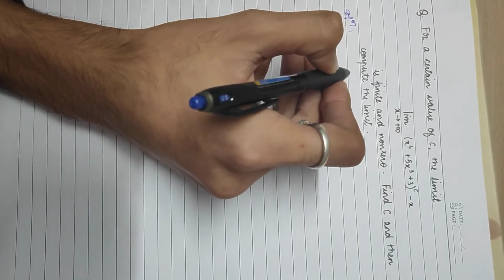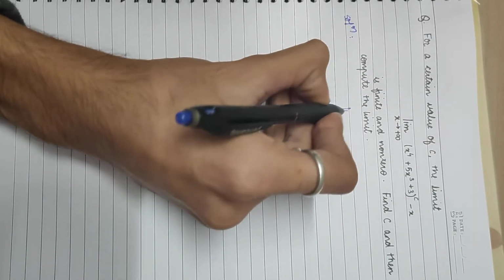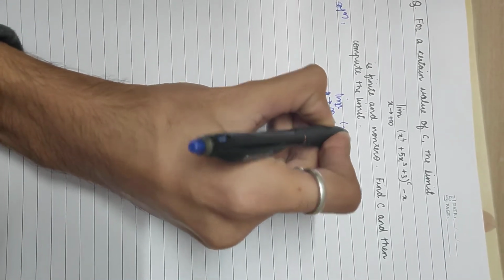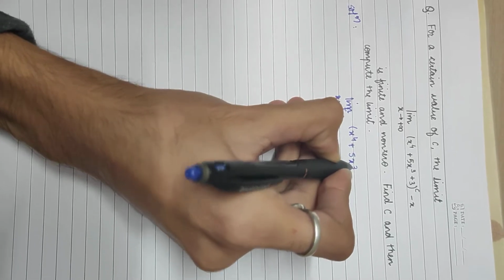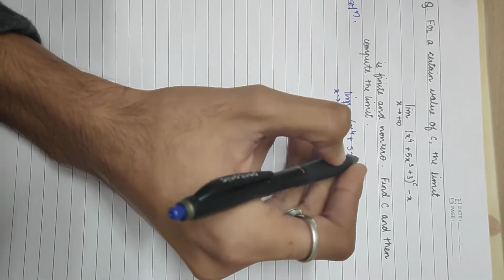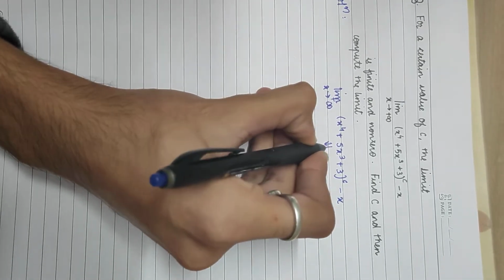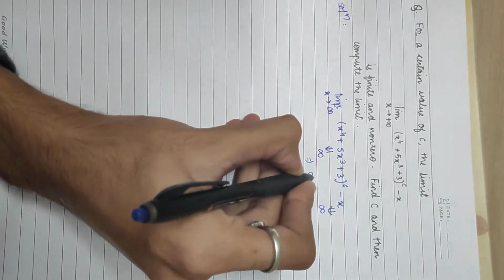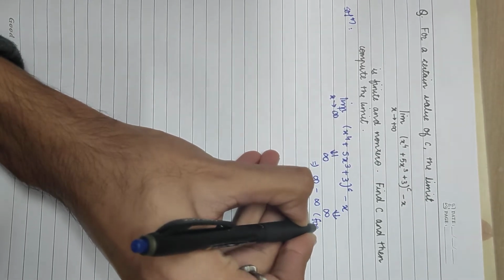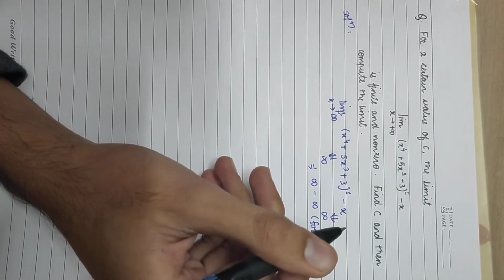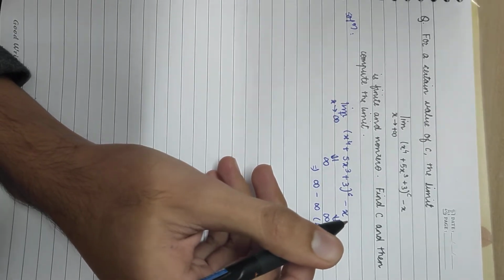As you can quite well see, if I just write the limit as x tends to plus infinity of (x^4 + 5x^3 + 3)^c − x, and we substitute x directly, this is tending to infinity and this is also tending to infinity. So ultimately, this means it's an infinity minus infinity form. So it's an indeterminate form, quite well seen. So what are we trying to do here now?